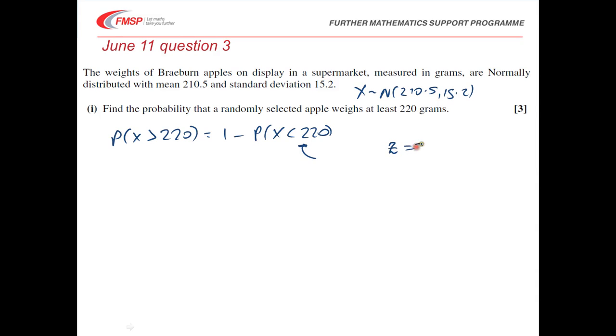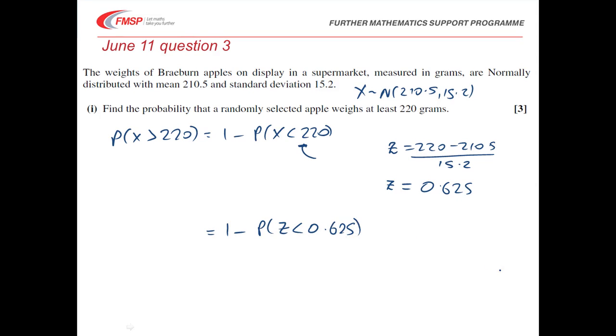So Z is equal to 220 minus 210.5 over 15.2. So my Z value that corresponds here is going to be 0.625. So what I'm really working out is 1 minus the probability of Z being less than 0.625. So as in previous questions, I've got 2 marks now, one for standardizing and one for getting the structure correct.